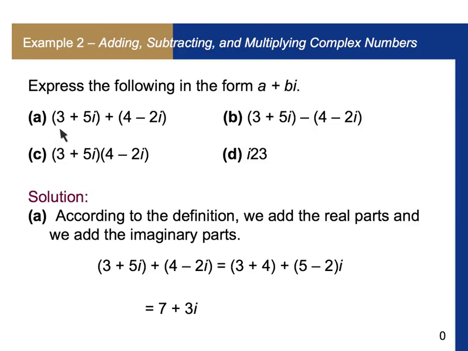Let's look at an example. Let's say we're looking at 3 plus 5i plus 4 minus 2i. We're going to add the real parts, so 3 plus 4. And then we're going to add the imaginary parts. So 5i minus 2i would be plus 3i, or 5 minus 2 times I. So we can think of these as like terms. We're combining these like terms. 5i minus 2i is 3i. So there's our answer for addition.